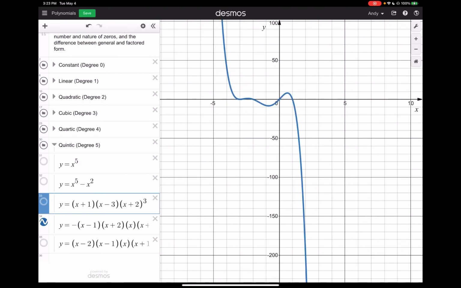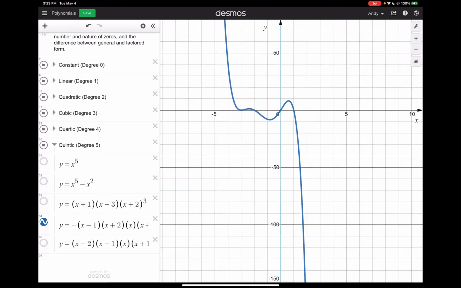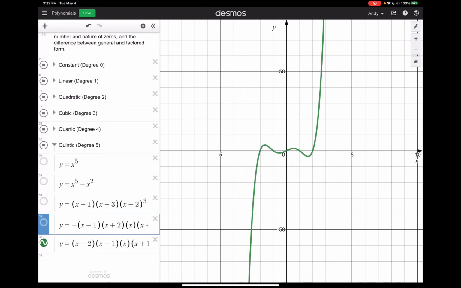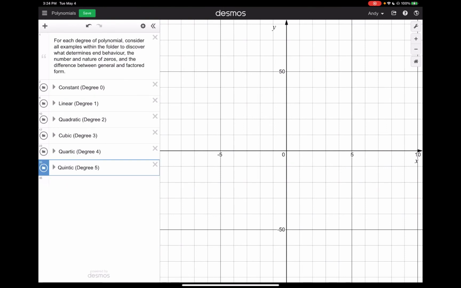And it's possible to have 4 zeros. So let me just zoom in on that part. 1, 2, 3, 4 zeros. Or you can have up to 1, 2, 3, 4, 5 zeros. They're a little bit squished. So that completes the investigation of these polynomials of degrees 0 through to 5. And now let's make some notes to summarize what we've figured out.